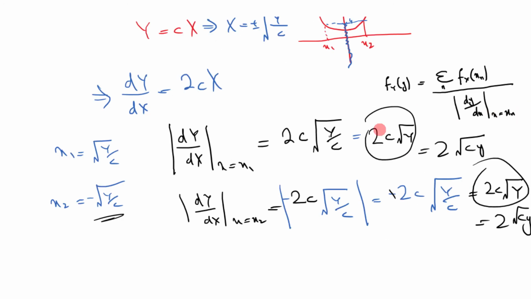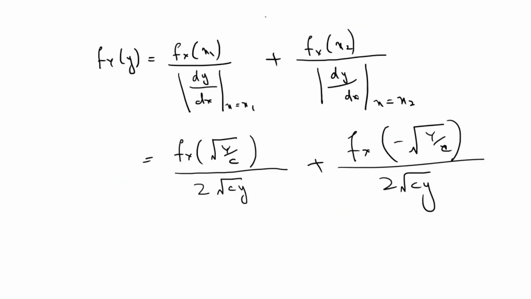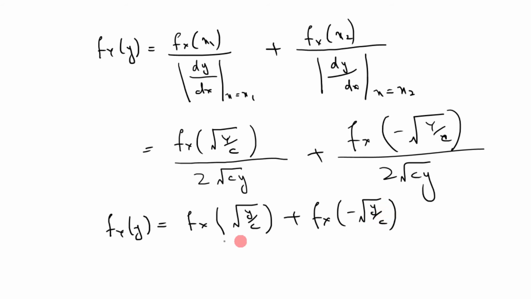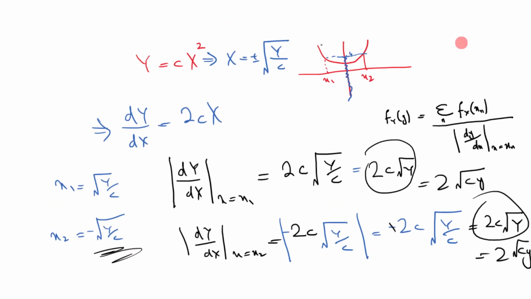So simplifying it, we have fy of y is equal to fx of under root y over c plus fx of minus under root y over c, whole divided by 2 under root cy. This is our answer for this non-monotonic transformation y is equal to cx square.